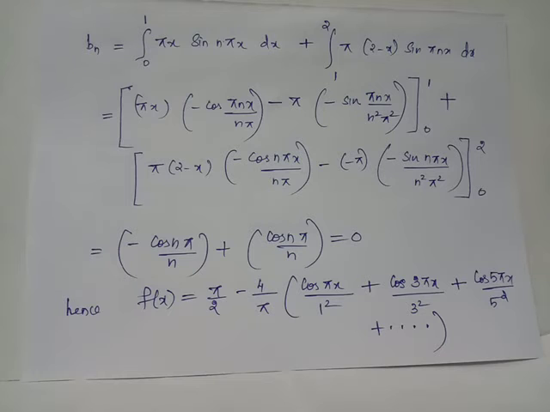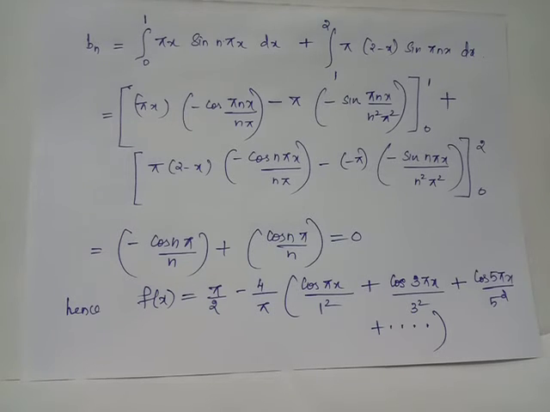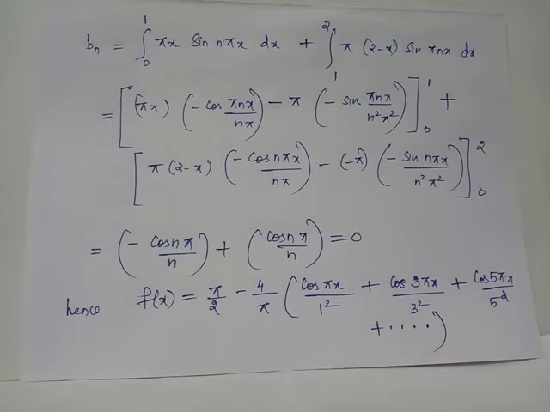Giving values of a0 and an in the Fourier series representation, f of x equals a0 by 2 plus summation n ranges from 1 to infinity an cos pi nx. Inside the summation, when you give different values for n, since bn equals 0, we have only the cosine series appearing in the Fourier series expansion.